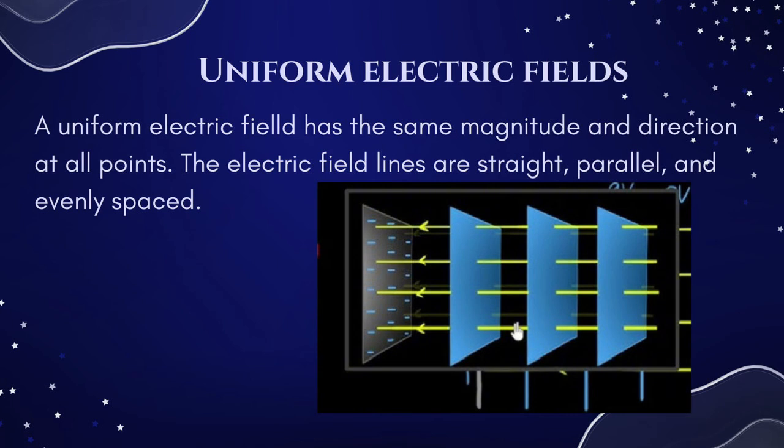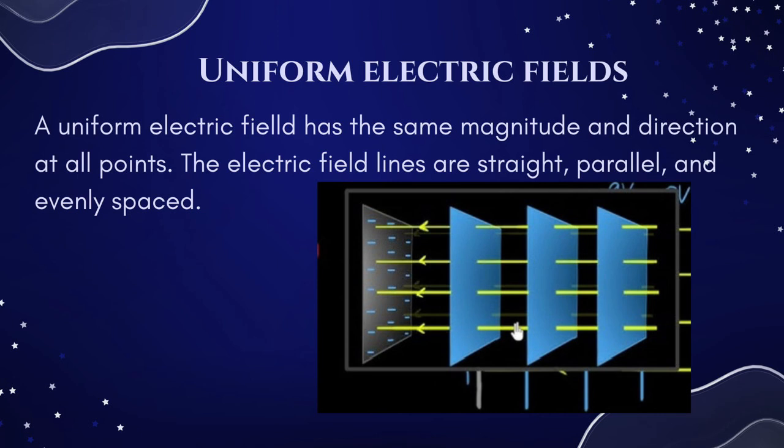The electric field lines are straight, parallel, and evenly spaced. Since the electric field is always perpendicular to the equipotential surfaces, and the field lines in a uniform electric field are parallel and straight, the equipotential surfaces must be planes that are also parallel to each other. So in a uniform electric field, these planes are spaced evenly in the direction perpendicular to the electric field lines.